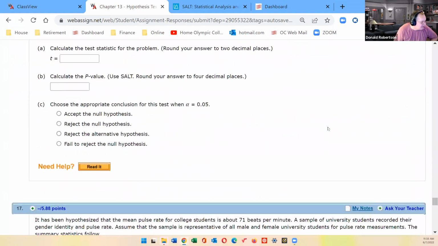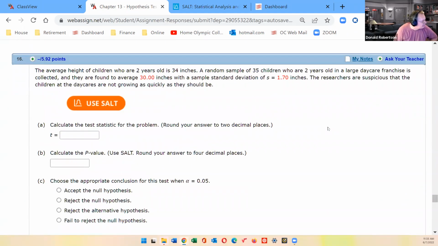Let's skip 15. Let's look at 16 then. The average height of children who are 2 years old is 34 inches. A random sample of 35 children who are 2 years old in a large daycare franchise is collected. And they found that the average height of those 2-year-olds was 30 inches. And that the standard deviation was 1.7.